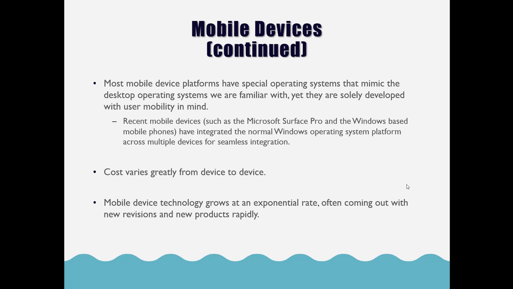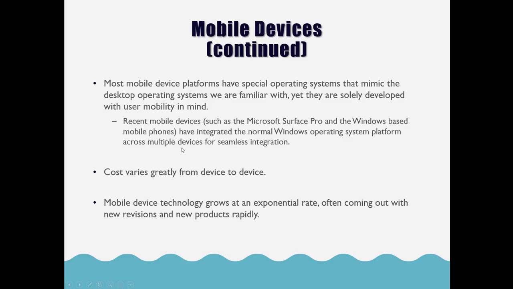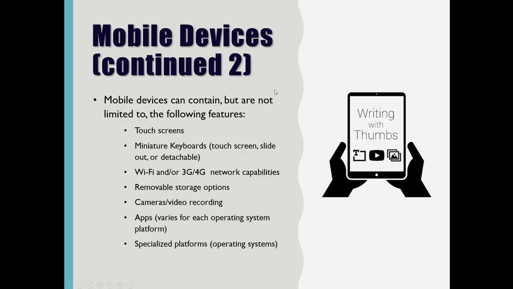Cost varies greatly from device to device, and a lot of companies will offer discounts for you buying the device, and they have all different types of varying promotions for mobile devices. Mobile device technology grows at an exponential rate, often coming out with new revisions and new products very rapidly. So mobile devices are constantly coming out with a revision almost yearly. You notice that with the iPhone, the Galaxy Note and S devices, they've got one coming out every single year.